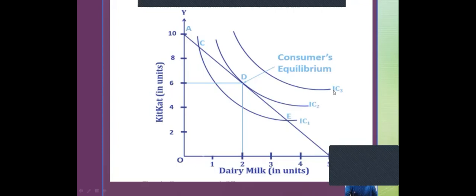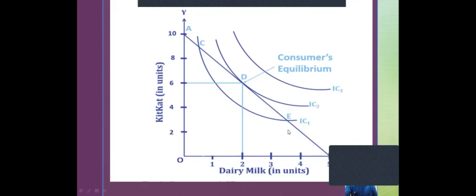And you can say, sir, there is also another indifference curve IC3. Yes, there is a new indifference curve IC3 where you get more satisfaction, because from the property we have studied, a higher indifference curve gives a higher level of satisfaction and a lower indifference curve gives a lower level of satisfaction. So the consumer may choose IC3, but the budget is not allowing it, because the budget line is AB and IC3 is just above the budget line.